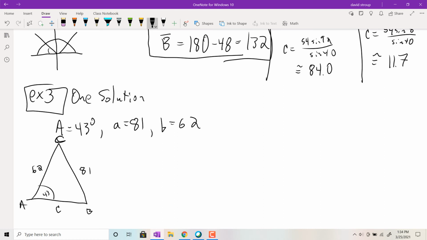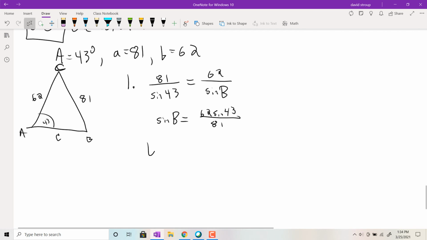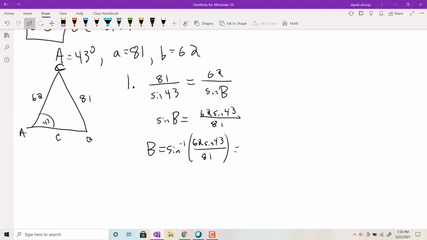So again, you're kind of stuck. You can't do the 180 minus A minus B because you're missing 2 of the angles. So you can't play that game. You're forced to use the law of sines right off the bat. So you use the 81, the angle A and the little a, and then on the other side, you could work with B, right? So you have 62 all over sine of B. Solve for sine of B, so you can do a little bit of algebra. Sine of B will be equal to 62 sine 43 all over 81. Then take sine inverse on both sides, so you'll get B equal to sine inverse of 62 sine 43 all over 81. And then that will equal 31 degrees, if you put that in your calculator.